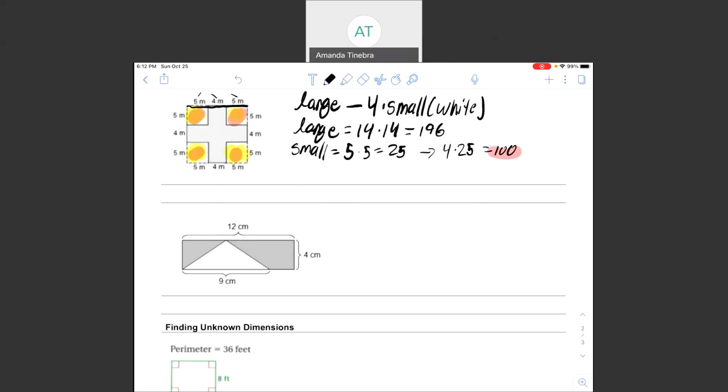So to find the area of just the shaded section, again, I'm doing the area of the large minus the area of the 4 smalls. That will be 196, which was the area of the large, minus 100. That was the area of the 4 smalls, 4 times 25. That leaves me with 96 meters squared.